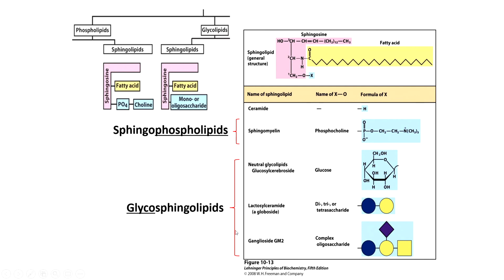Then there are other types of sphingolipids that are categorized under glycolipids because they have some type of mono, di, or polysaccharide attached as their head group. Here are three different types of glycosphingolipids, and they differ depending on the type of head group they have. This one has a glucose head group, this one has a di, tri, or tetrasaccharide head group, and this one, the ganglioside, has a very complex oligosaccharide as its head group. We can categorize different glycosphingolipids based on the nature of their carbohydrate head group.